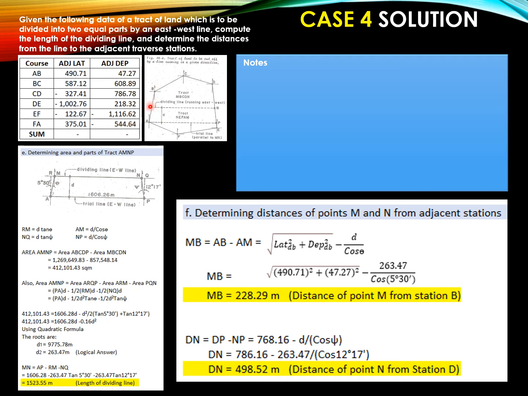So, the other one, makukuha naman natin si DN using this formula. So, itong 768.16, ayan, makukuha natin, 498.52 meters. So, I think that's all for the case number 4. So, medyo critical but still makokompute naman basta wag lang malilito sa mga angles, lines, and everything.